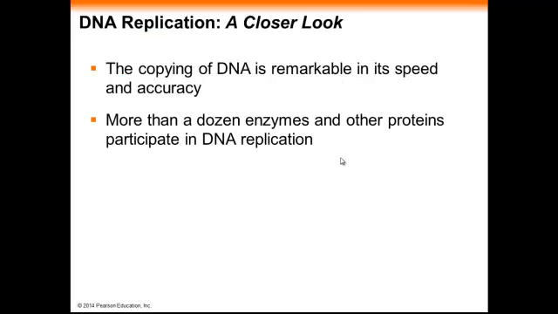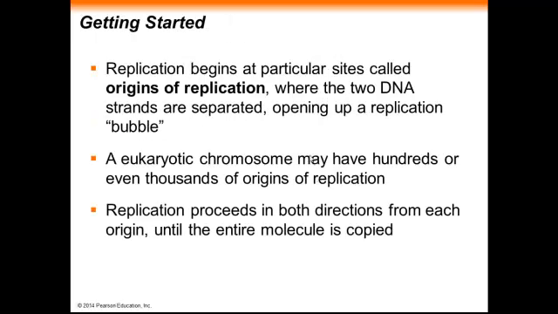So let's look at replication a little bit more closely. It is very quick in its speed, and it's also very, very accurate. And there are a bunch of different enzymes and proteins that are involved in DNA replication. First, DNA replication gets started at what are called the origins of replication, where two DNA strands are separated. Usually this happens in many places on a given DNA molecule. So DNA is copied all along its strand, and it's going to proceed in both directions from each origin until the entire molecule is copied.